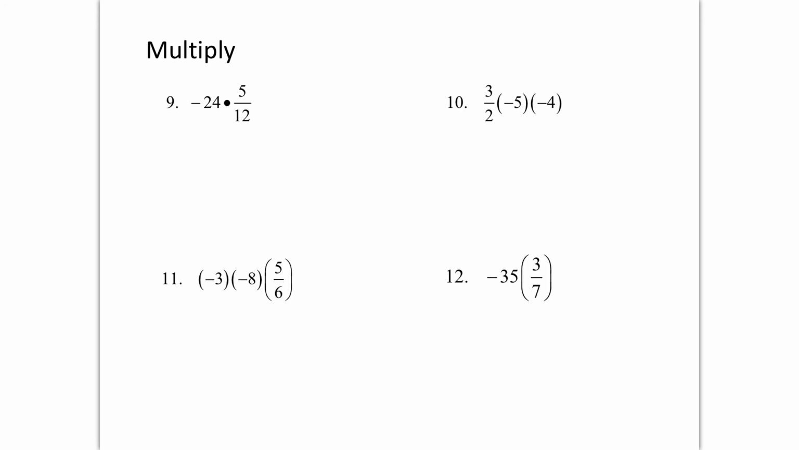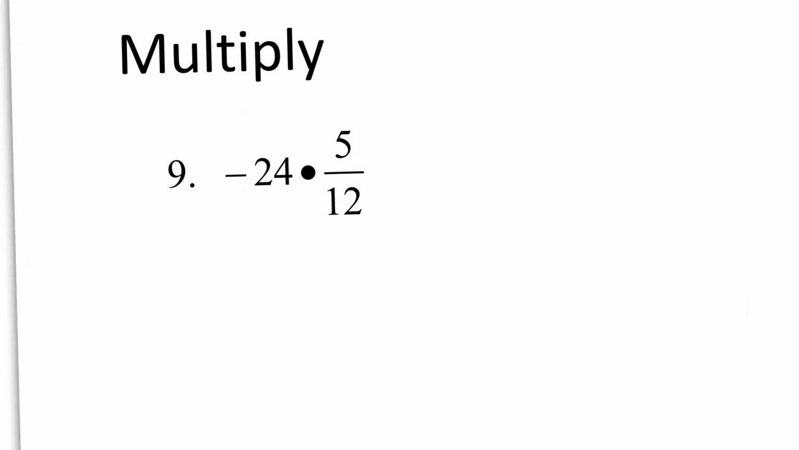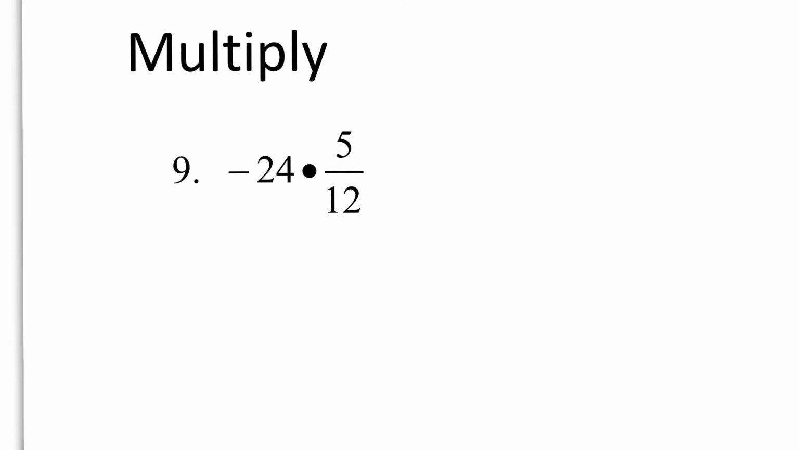So now we are going to multiply fractions, and I'm going to make it as easy as I can, guys. But when you have fractions, one of the things that you can do when you multiply, you can simplify a few numbers or a couple of numbers. So let's go ahead and look at number 9 here. We want to multiply, and that's the instruction. You also have a dot in between. So negative 24 times 5 over 12.